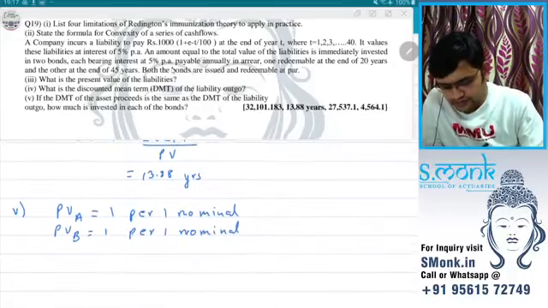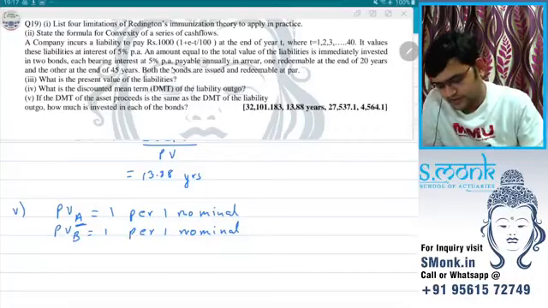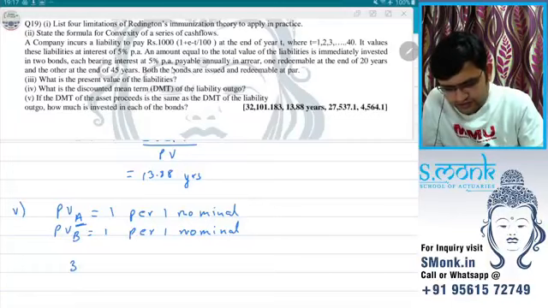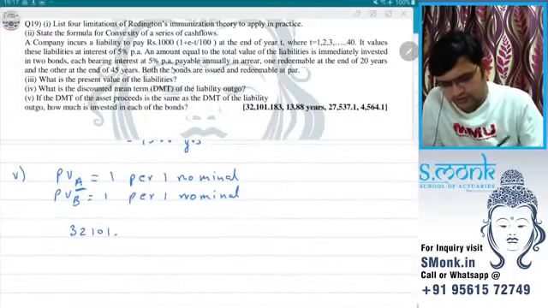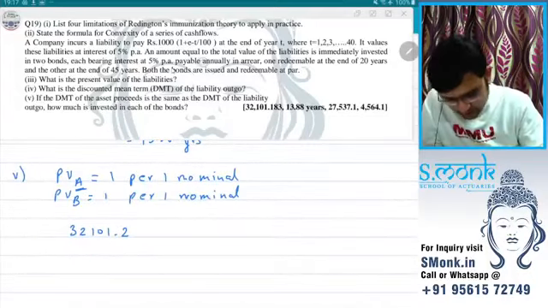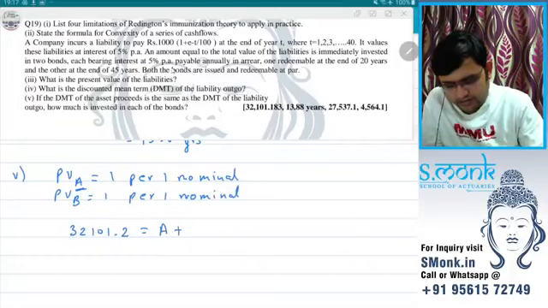Therefore, if I say I bought A of A and B of B, I will get present value, that was 32101.2, would be equal to A plus B.